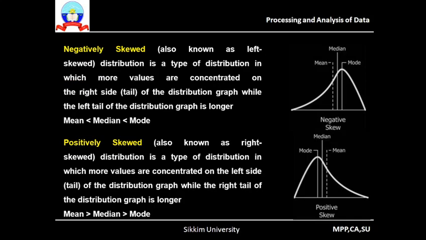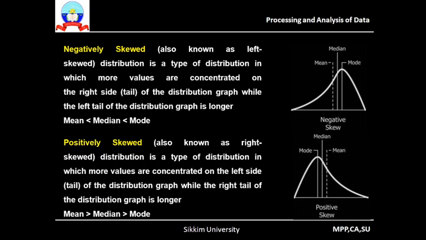Now let us move on to different forms of asymmetric distribution. Negatively skewed distribution or left skewed distribution is a type of distribution in which more values are concentrated on the right side of the distribution graph while the left tail of the distribution graph is longer, which implies in case of negatively skewed distribution, mean is less than median, which is less than mode.